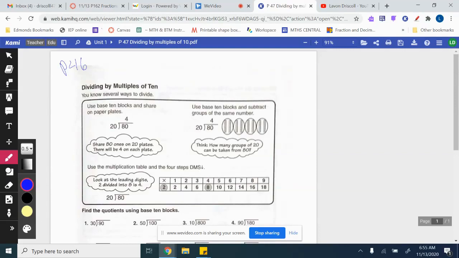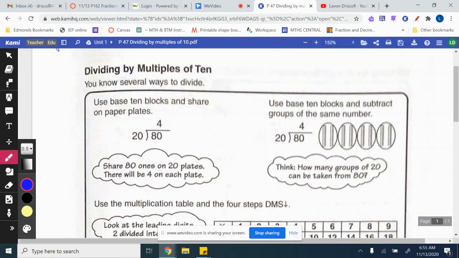Today we're looking at division with multiples of 10, because we want to understand how to do double digit and triple digit division so that our brain can understand that. They want you to look at using base 10 blocks. So if we had 80 blocks and put them on 20 plates, you would see that I would get 4 blocks on each plate.